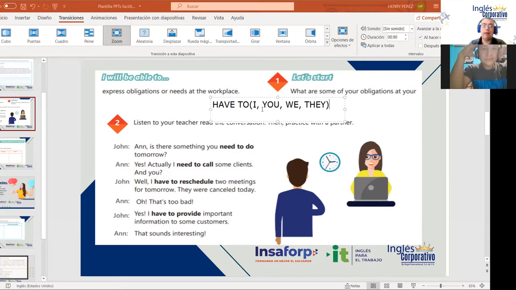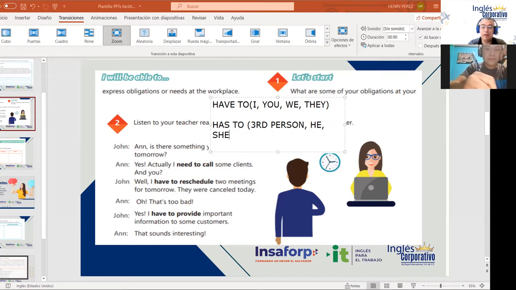La única forma que vas a utilizar el has to es cuando estás hablando de third person. Excelente. He, she, it. Okay. Very good.